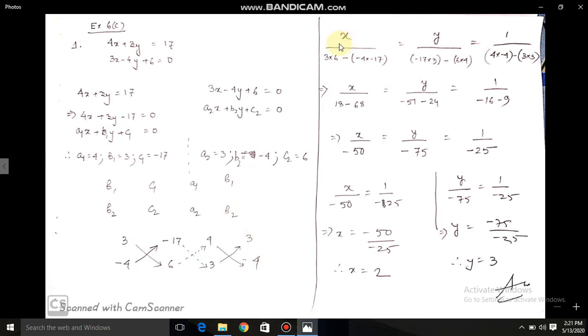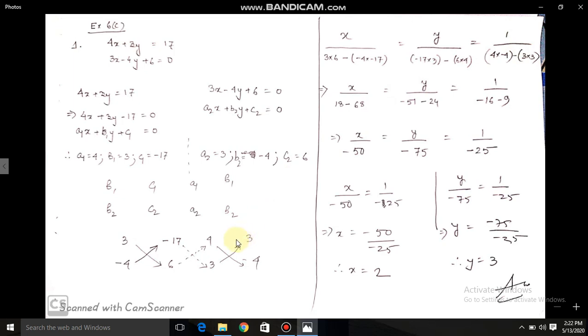Now, as I told, we will write x by something is equal to y by something is equal to 1 by something. So we have written x, y and 1 first. Then we will find the denominators from here. So for x by, we will see only this part: 3 into 6 minus (minus 4) into (minus 17). Again, for y by, we will see only this dotted part: minus 17 into 3 minus 6 into 4. Equal to 1 by. For 1 by, we will only consider this part.